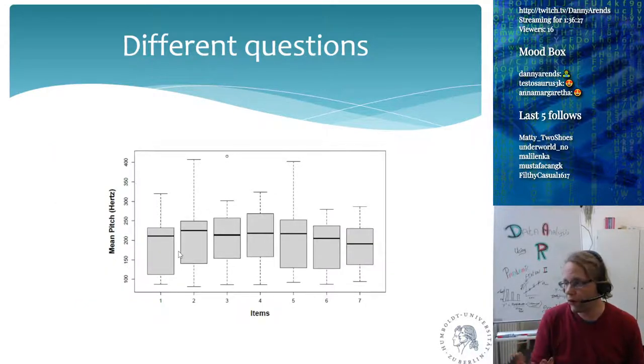And when we plot this, here we see the different items, which are the different questions. They ask every person 7 different questions. And you can indeed see that, if we regard the fact that there are males and females and that everyone has a different voice, question number 2 on average has a much higher pitch than question number 7. So there is not just per-individual variation, but also per-question variation.